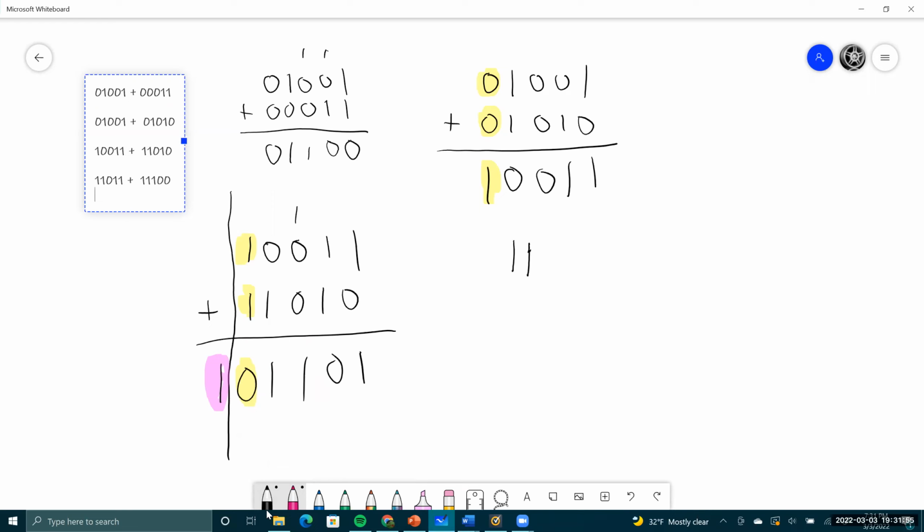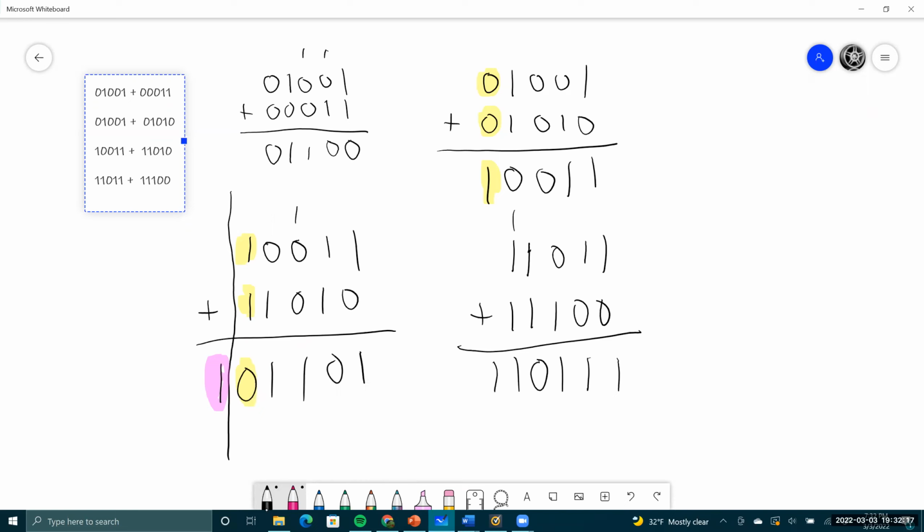1, 1, 0, 1, 1 plus 1, 1, 1, 0, 0. This is going to be... Professor. Hold on, let me finish this one first. 1, 1, 1. Okay, so is there overflow here?